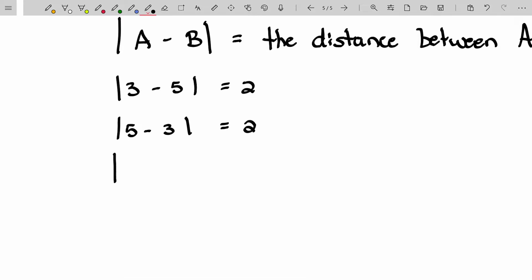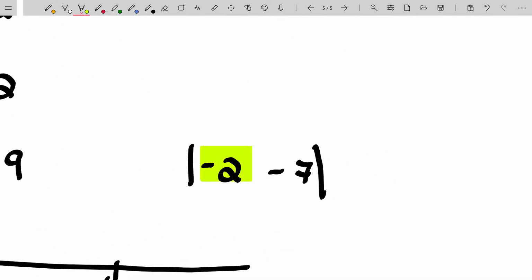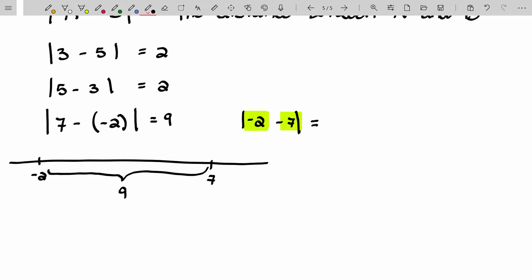If you're interested in negative numbers, 7 minus a -2, let's just say, that's the distance between 7 and -2 on the number line. Well, 7 minus a -2 is 9. The absolute value of 9 is 9, and that is actually the distance between 7 and -2. It's a 9-unit distance. If you wanted to write it the other way, that's just the distance between -2 and 7. -2 minus 7 is -9, but the absolute value of -9 is 9. So again, it shows us the distance between -2 and 7.